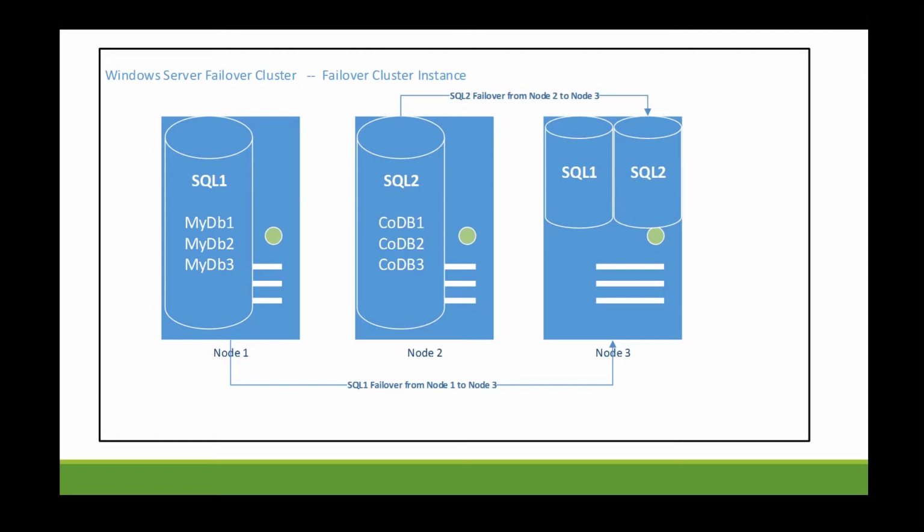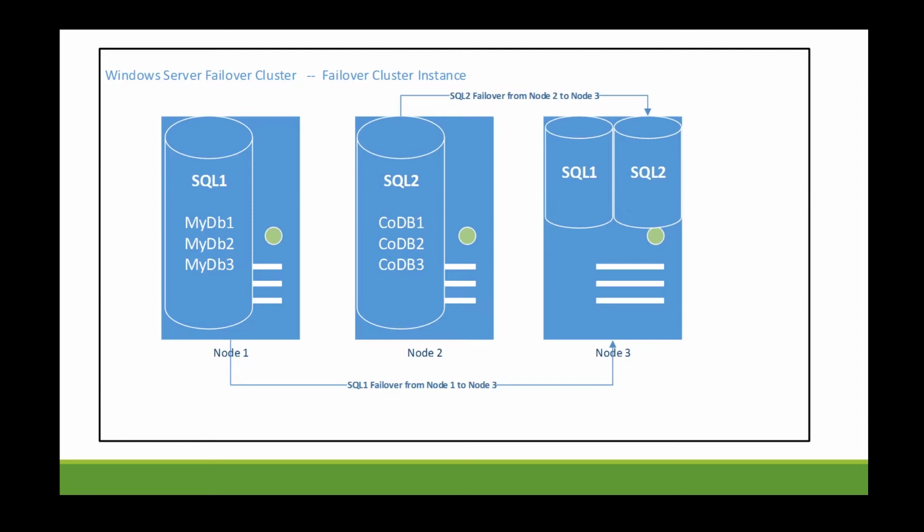So as you can see, I have an instance of SQL 1 and an instance of SQL 2 configured to run against Node 3. So if something should happen to SQL 1 on Node 1, it would fail over to Node 3. If something should happen to my SQL 2 instance on Node 2, it would fail over to Node 3. Now you may be asking yourself, well, Wendy, what if I lose both Node 1 and Node 2? Would they both run on Node 3? Hopefully I do have enough resources available there for that to happen.